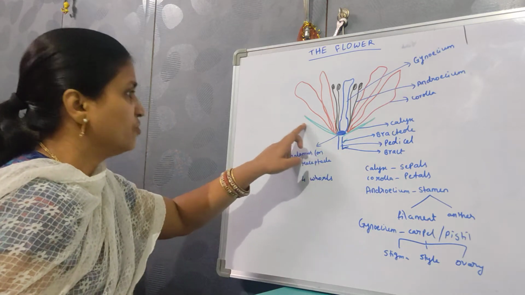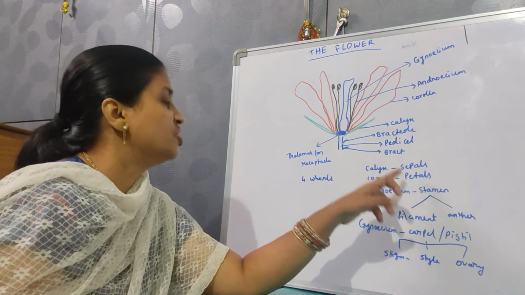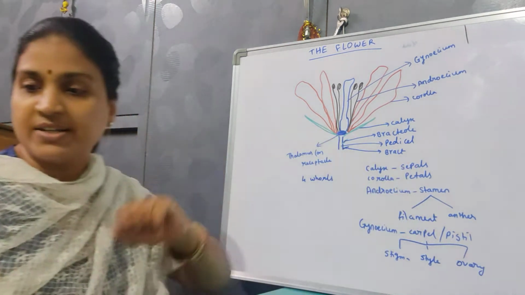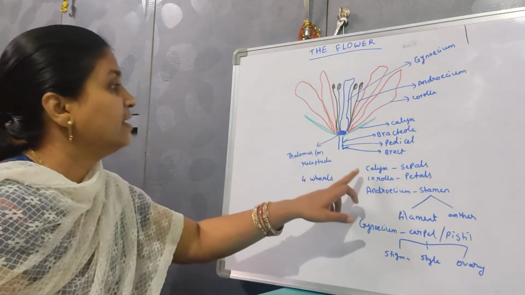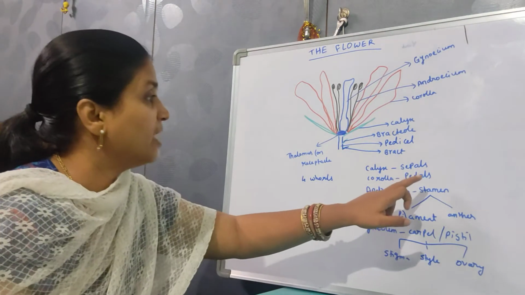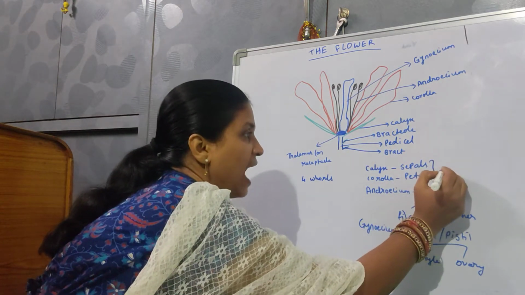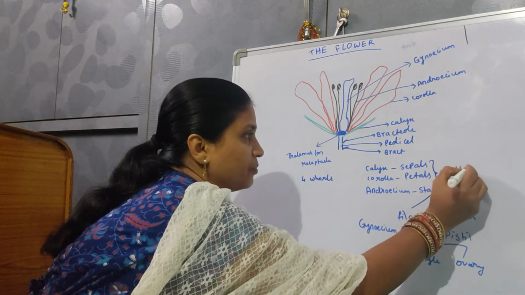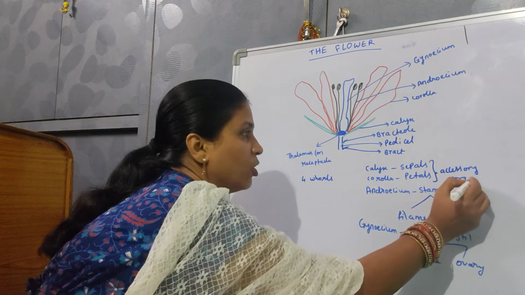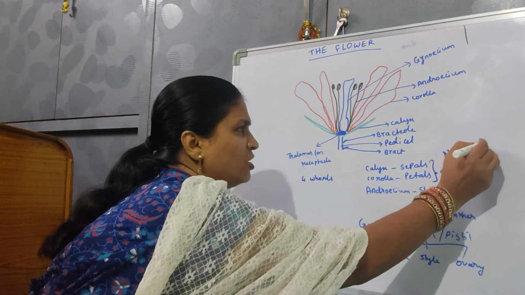Coming to the first whorl, the calyx. Calyx is a scientific word; generally, it is called sepals. Then the second innermost whorl is the corolla. Generally, they are called petals. So these sepals and petals are the accessory organs, or you can call them non-essential parts. They are not that much important.